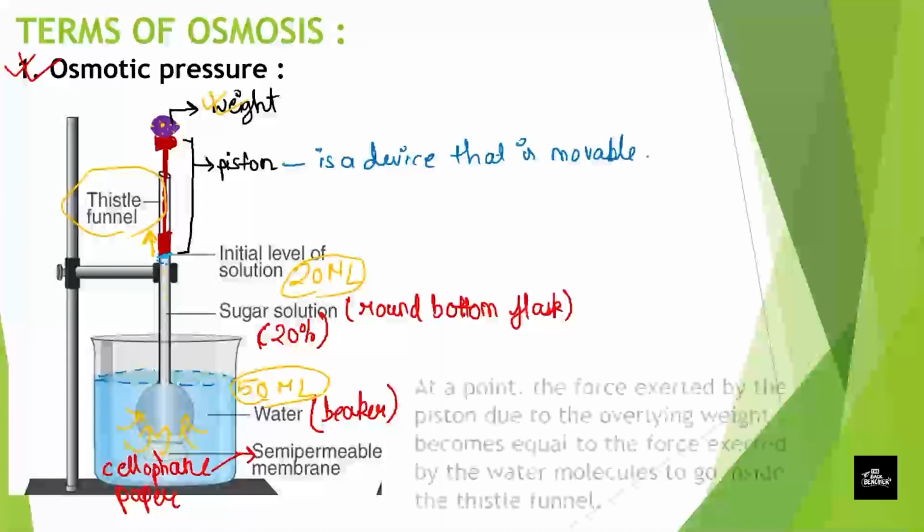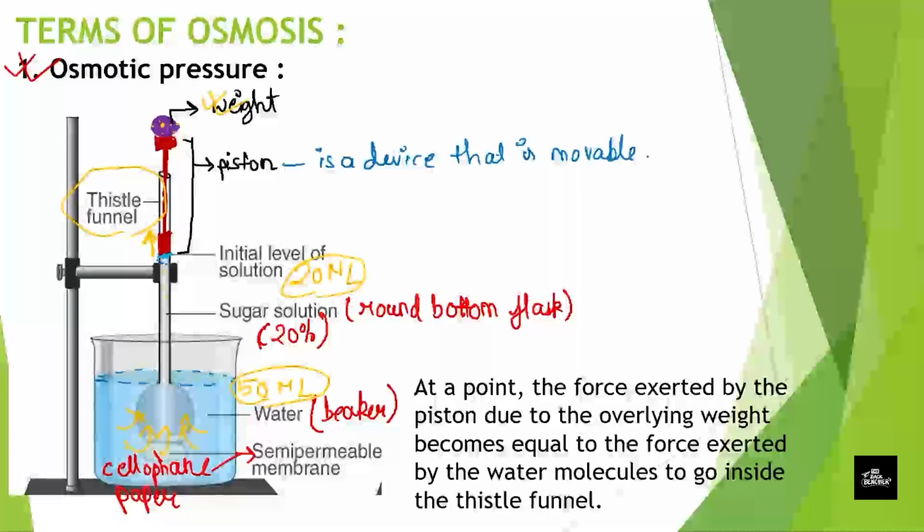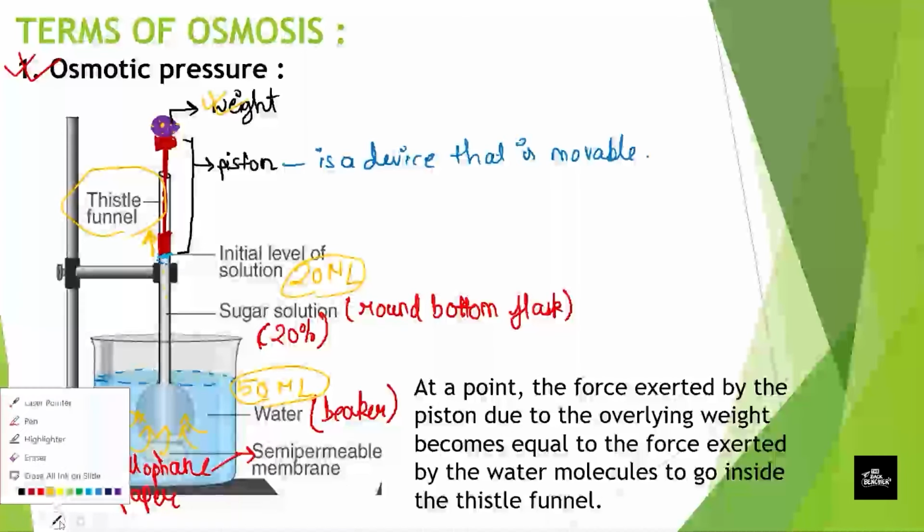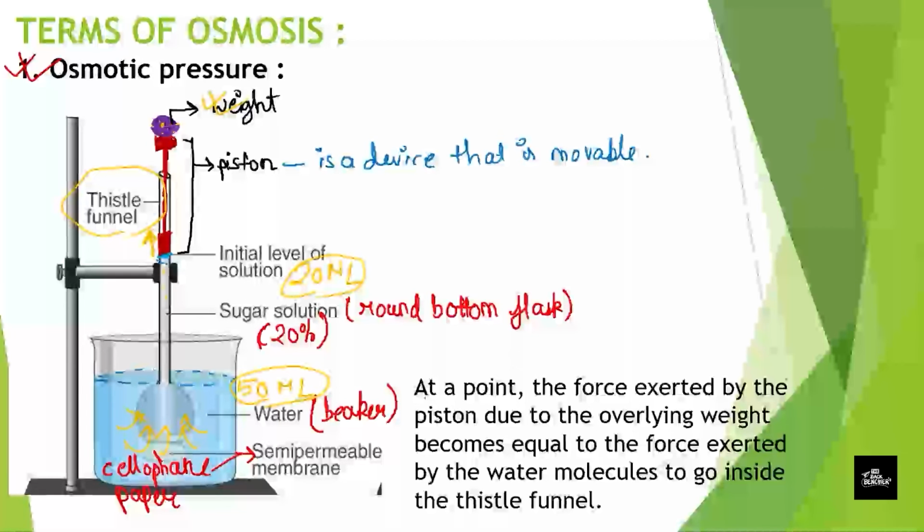This thing tells us about osmotic pressure. So what is happening? What we will notice after some time is that at a point the force exerted by the piston due to the overlying weight becomes equal to the force exerted by the water molecules to go inside the thistle funnel. Just as I said, this is a concept of physics, sort of like a reaction force. The force exerted by the piston over the liquid column is equalizing with the force exerted by the water molecules to go inside the thistle funnel. This force is known as the osmotic pressure. So what is this force doing?